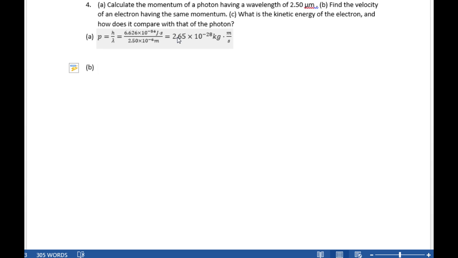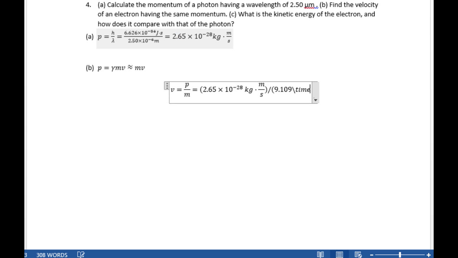So the velocity of the electron first. Relativistic momentum is p equals gamma mv, and if it's not relativistic, this is approximately mv. So let's first take a whack at seeing whether or not this is relativistic by simply going with the velocity being the momentum divided by the mass. We've got the momentum of 2.65 times 10 to the minus 28 kilogram meters per second divided by the mass of the electron, 9.109 times 10 to the minus 31 kilograms.